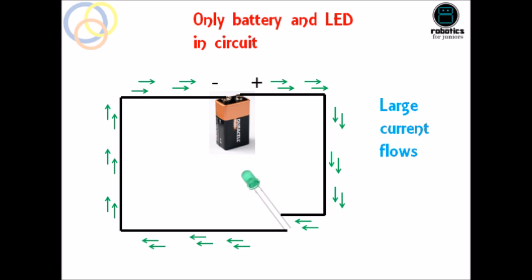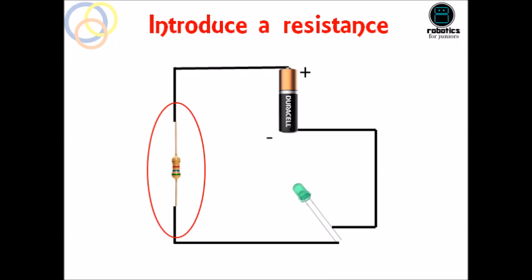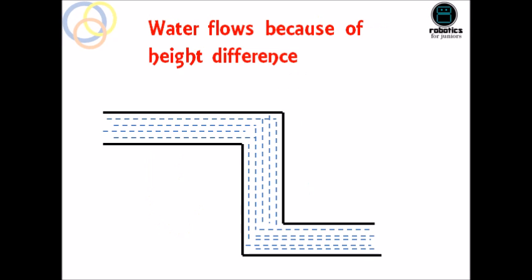If we just use the power source, that is the battery, and the LED, then a lot of current will flow through the LED. If this current is more than the maximum current that can flow through the LED, then it will get damaged. So we introduce a resistor in the circuit. Resistance is the obstruction in the flow of the current. It acts just like friction. The electric current moves and resistance opposes it.